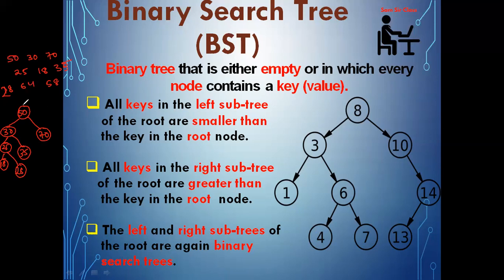Coming to 64. 64 is greater than 50, come to the right, less than 70, so left of 70. And then 58. 58 is greater than 50, come to the right, less than 70, come to the left, less than 64. So this is how we will construct the binary search tree.